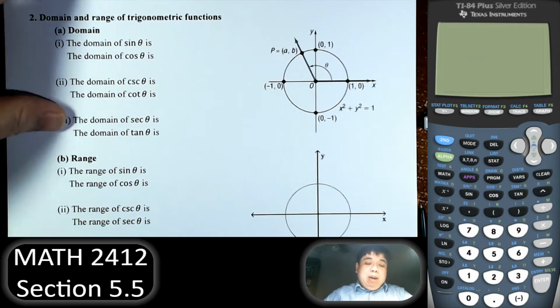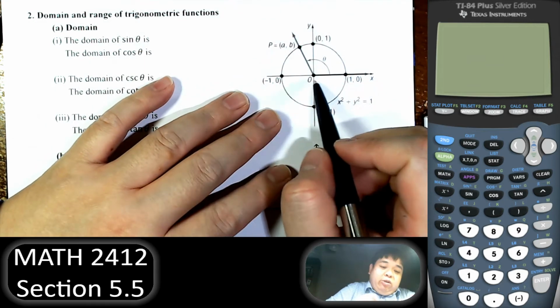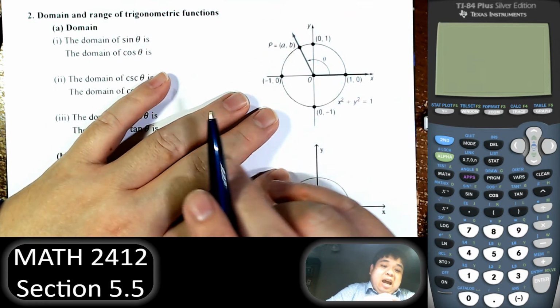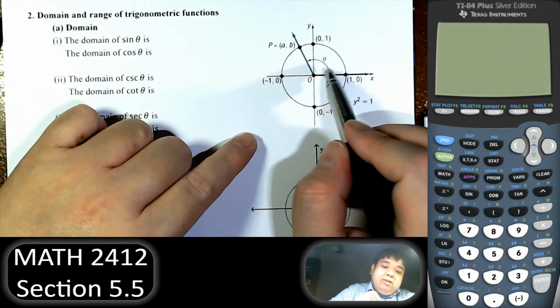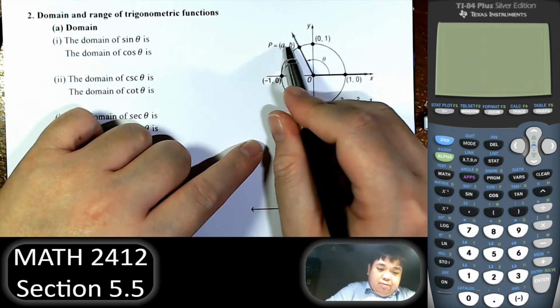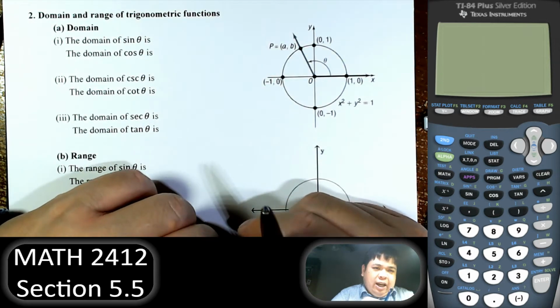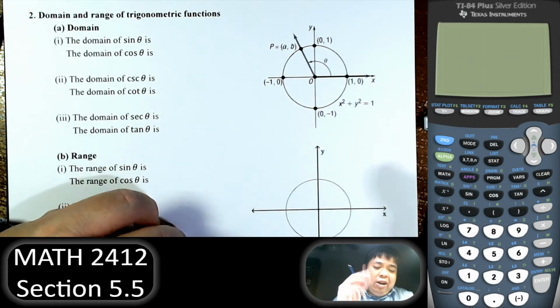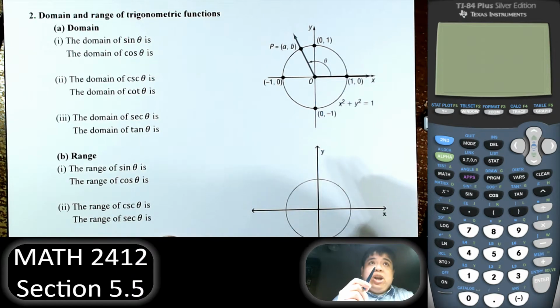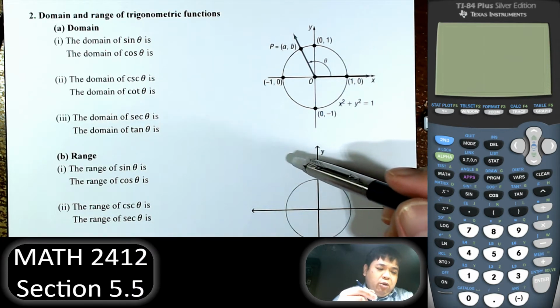Now, remember, the trigonometric function of a central angle is the same as the trigonometric function of the arc length on the unit circle. It has to be on the unit circle. Now, the reason we need that is so we will have the domain and range of these functions. So let's look at the domain and range.